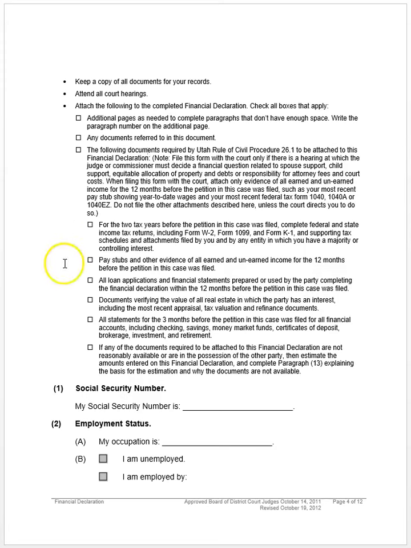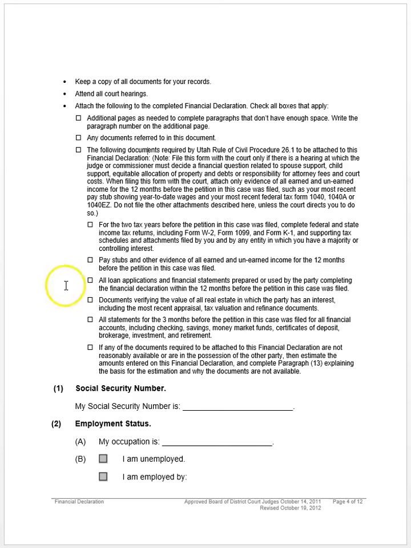You'll notice you have to provide pay stubs for the last 12 months before the petition was filed, not the last full calendar year's pay stubs, but the 12 months prior to the date of filing the petition. That covers not only your earned income, but also any evidence of unearned income. So if you're receiving money from an annuity or a trust fund, you also have to provide evidence of that. It's not just income from work that you have to report on your financial declaration.